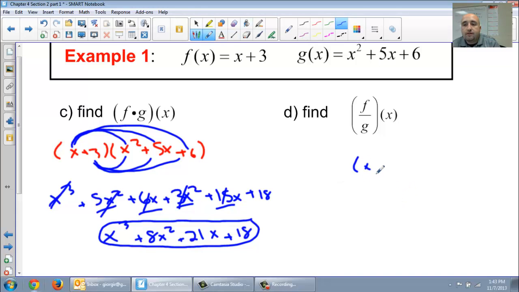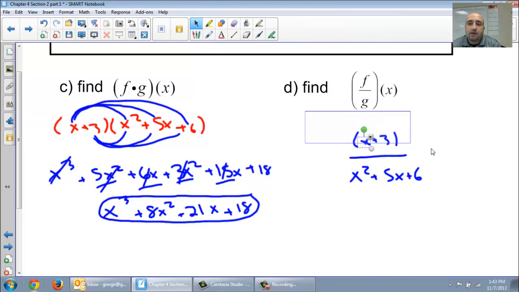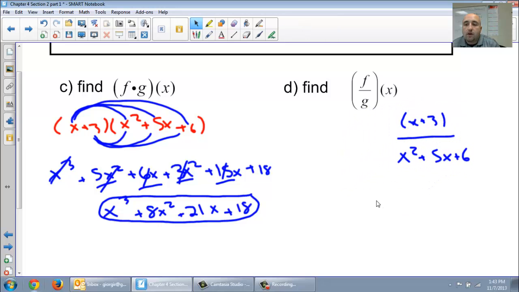x plus 3 divided by x squared plus 5x plus 6. Now, anytime you do division of functions, you should be thinking about factoring. So what can I factor here? I'm going to take the top. Let me move this a little bit to make it nicer to look at. I'm going to rewrite my problem down here.